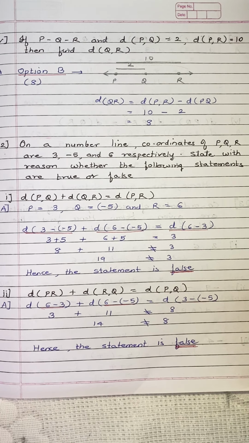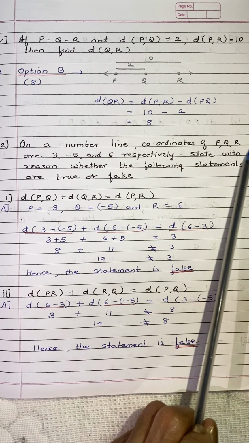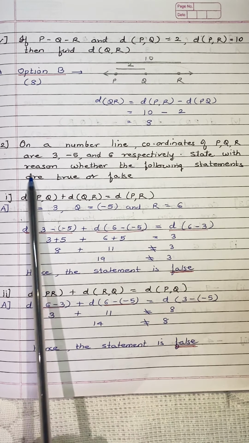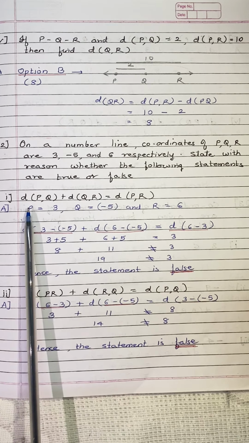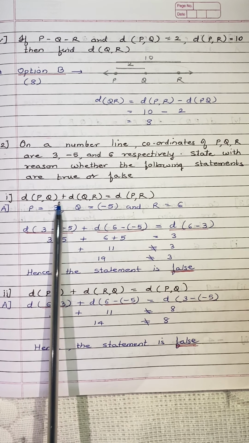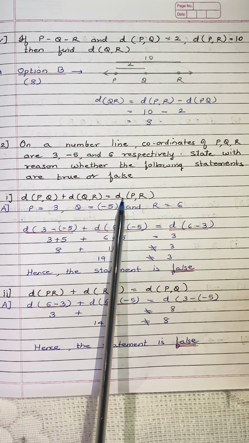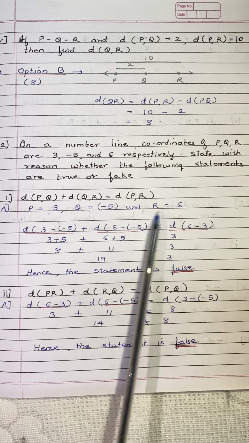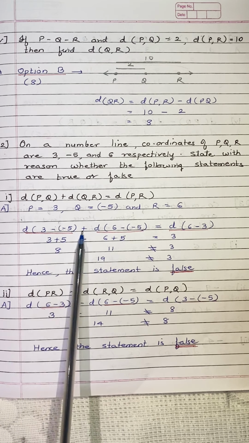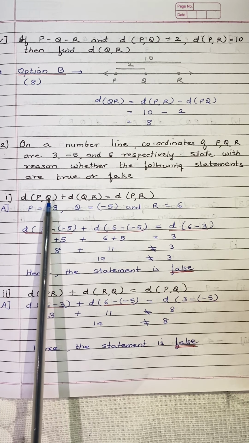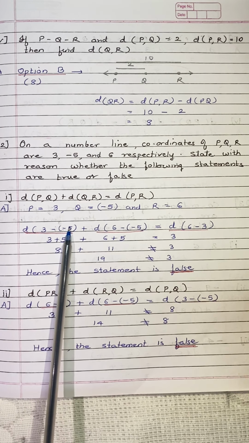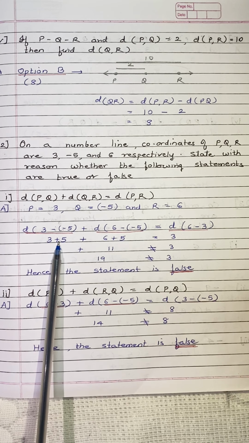Question 2, on a number line, coordinates of PQR are 3, -5 and 6 respectively. State with reason whether the following statements are true or false. Distance PQ plus distance QR is equal to distance PR. They have given us the values of P, Q and R, and we just put the values in the given question. P is 3 minus -5, so that is the bigger number minus smaller number. 3 plus 5, that gives us 8.